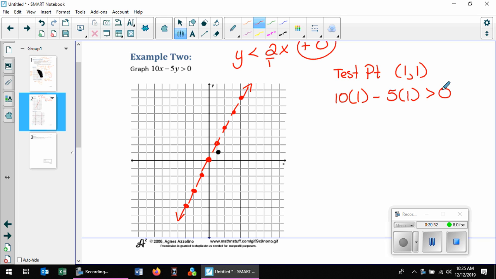Pick one that's not on the line. I pick nice numbers. Let's pick nice numbers that are going to make you cry. Well, go ahead if you want. 5 is greater than 0. Is that true or false? That's true. So that means we are shading on the right-hand side of the line, or some people say below the line or above the line. Whatever makes the most sense.